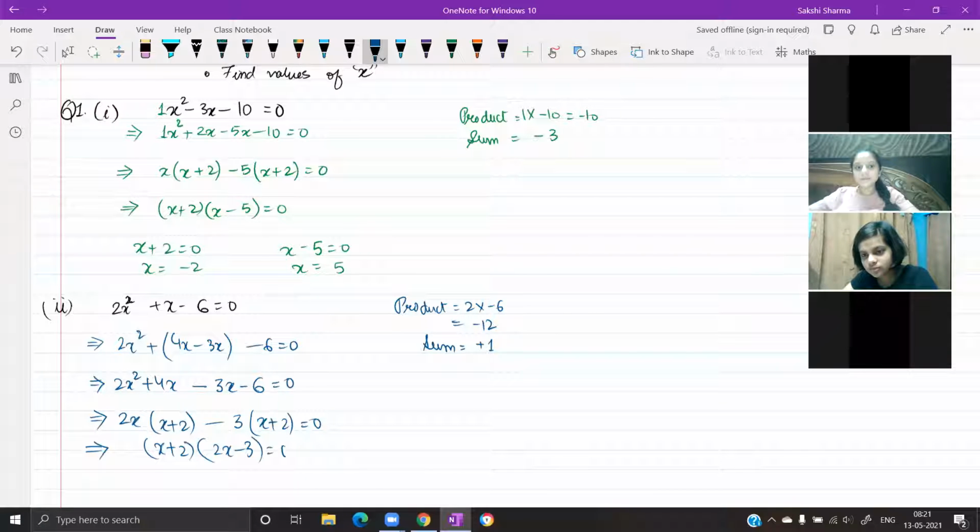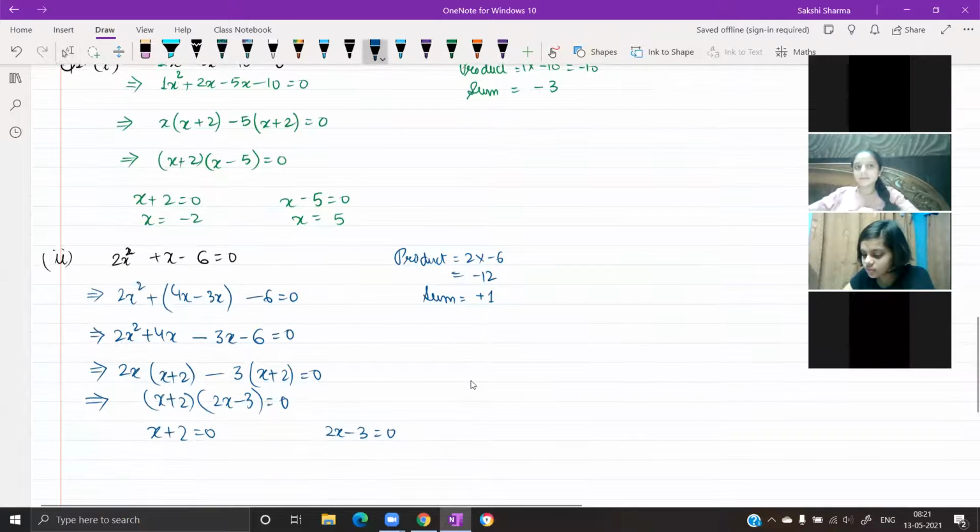That's right. Thank you so much. So 2x minus 3. Take each of the factors equal to 0, obtain x. x equals to -2 and x equals to 3/2.